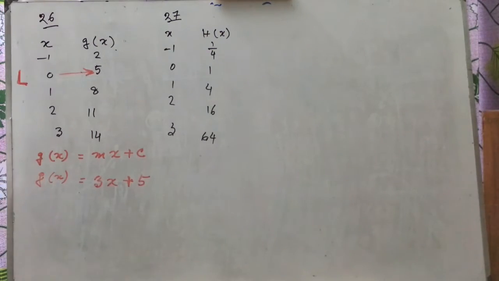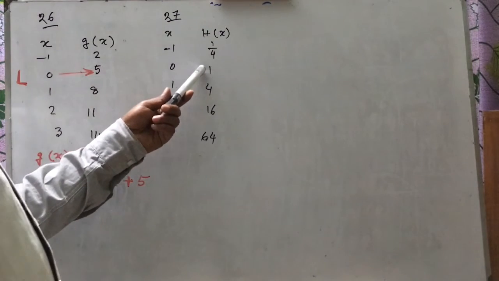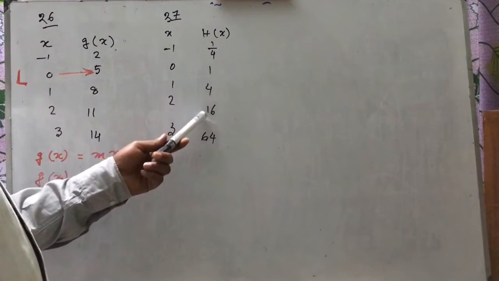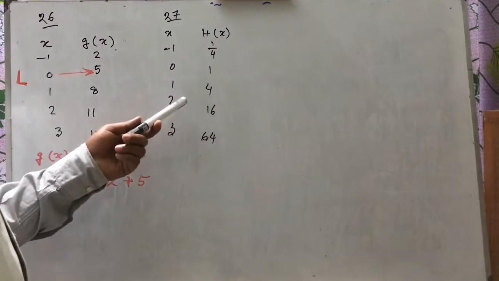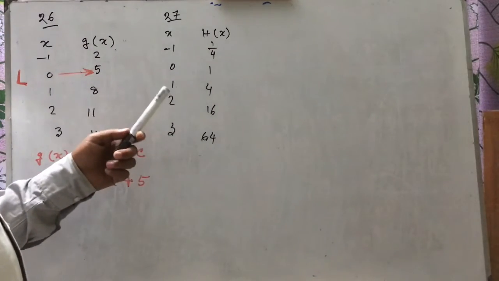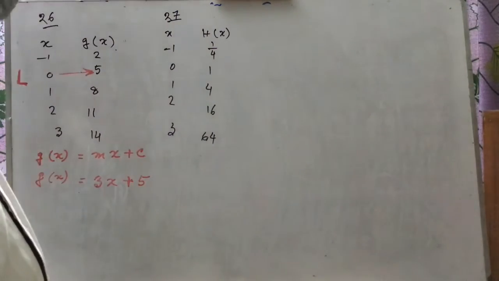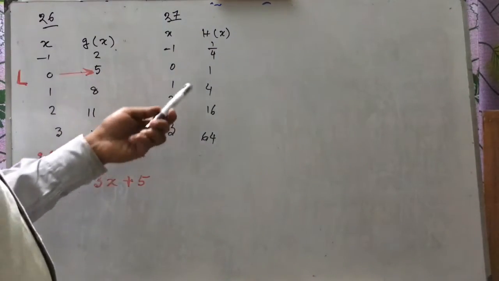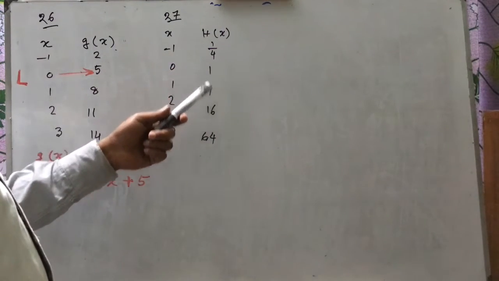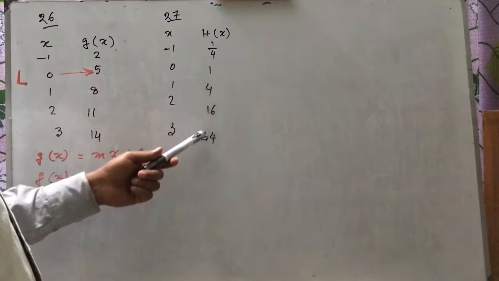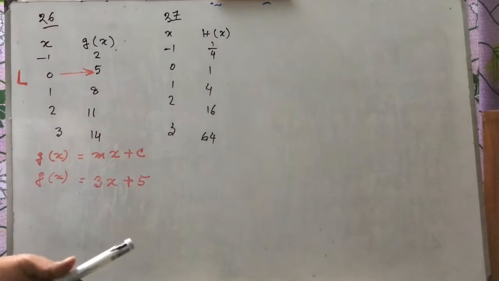Now this one is not linear, because 4 minus 1 by 4... when you subtract, 1 minus 1 by 4 is not equal to 4 minus 1, which is 3, and 16 minus 4 equals 12. So when you subtract, it is not matching. Now check if you divide, does it match or not? Actually it will match. 1 divided by 1 by 4 means 4. 4 divided by 1 means 4. 16 divided by 4 means 4. 64 divided by 16 equals 4.